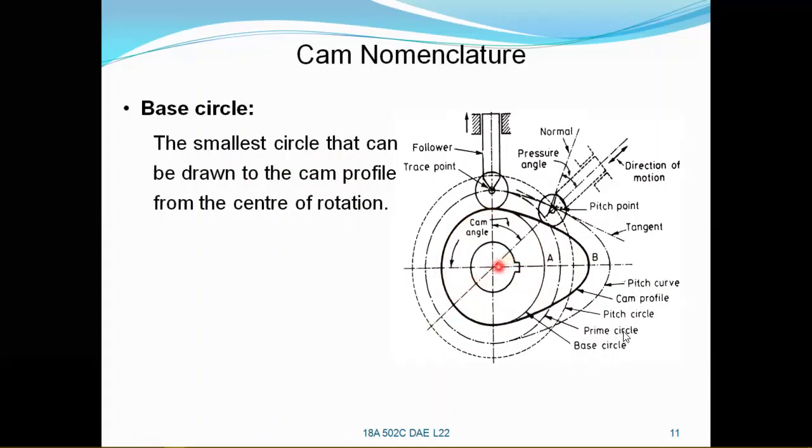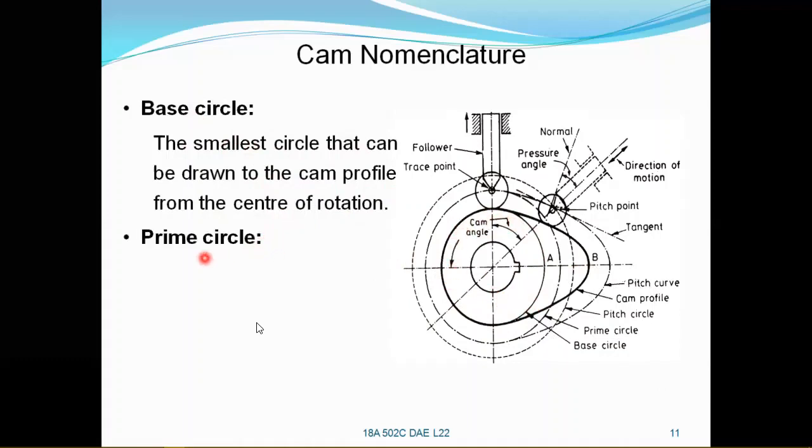If you go to other places, this radial distance will be more. If you see, it is maximum. And from this to this point, this is the smallest radius and also the smallest diameter. So if you draw with this radius or this diameter, the smallest diameter, with the cam center, then it is the base circle. The smallest circle that can be drawn to the cam profile from the center of cam is called base circle. This will be the base circle, right?